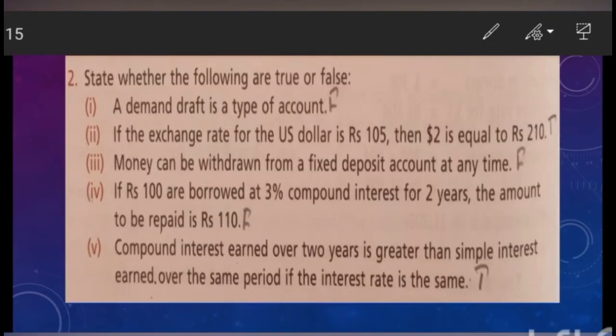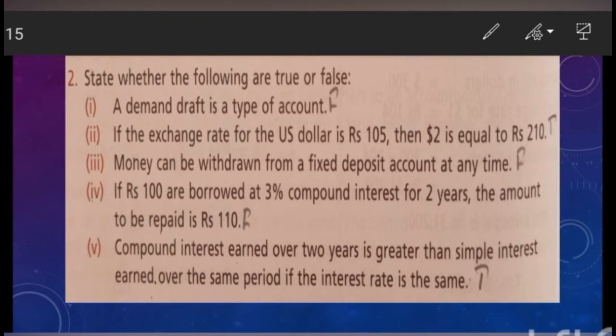Now question number 2 is state whether the following are true or false. Part 1 is a demand draft is a type of account. No, it's not a type of account. It's just a draft which bank issues to another bank on behalf of account holder. Okay, now second part is if the exchange rate for the US dollar is rupees 105, then $2 is equal to rupees 210. Yes, it's 210. You just need to multiply this 2 by this exchange rate 105 and you will get 210.